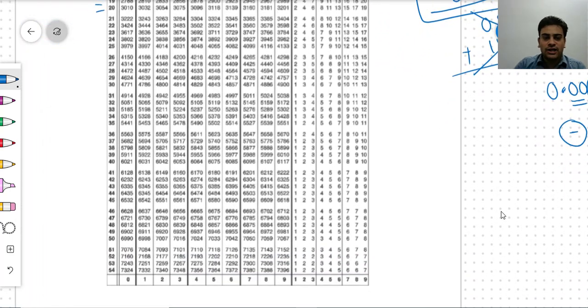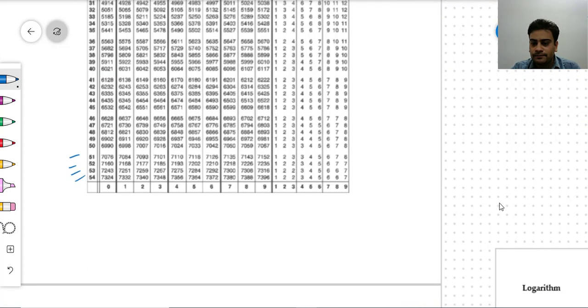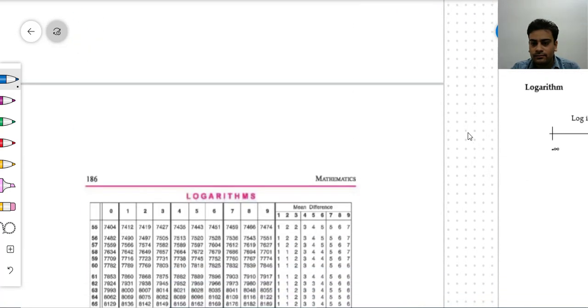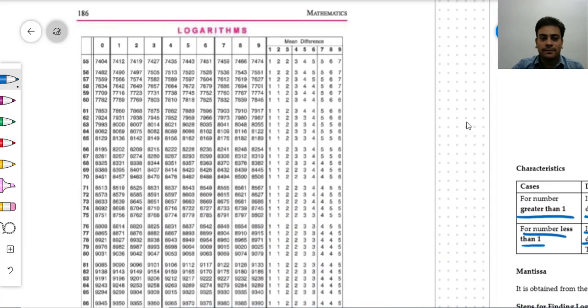If you look at the initial digits in this first column, all are only numbers: 26, 27, 28, 29, 30. Then look at the end of the first page: 51, 52, 53, 54. So till 54 the values are on the first page, and this is basically your second page. You can see here 55, 56, 57, 58, 59, 60, right?